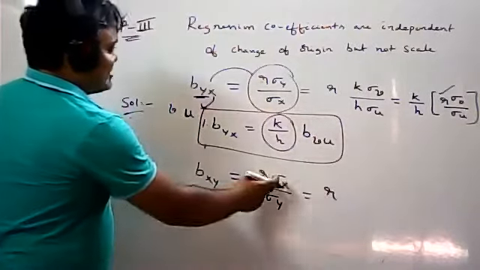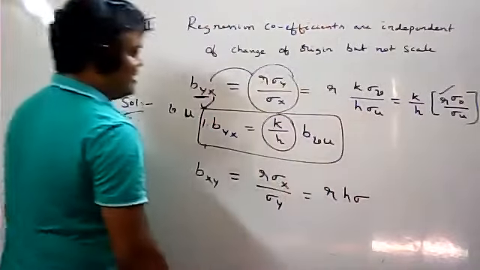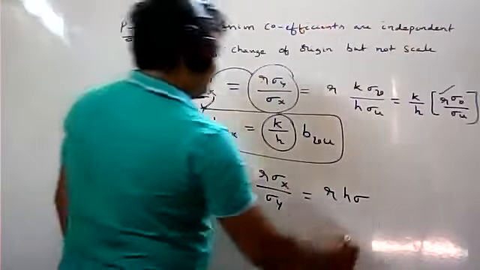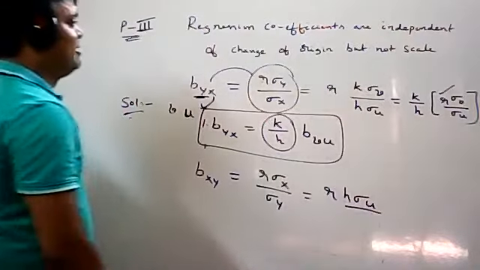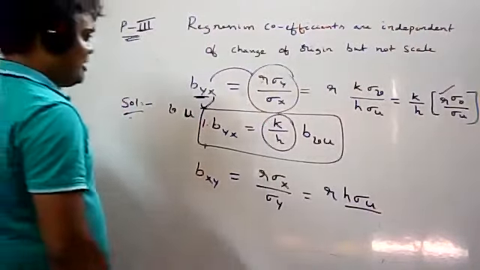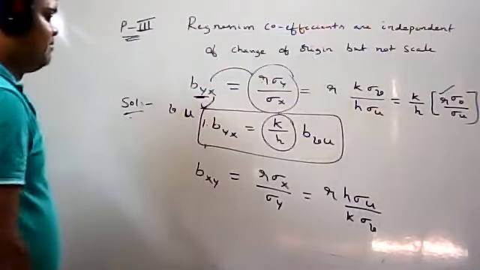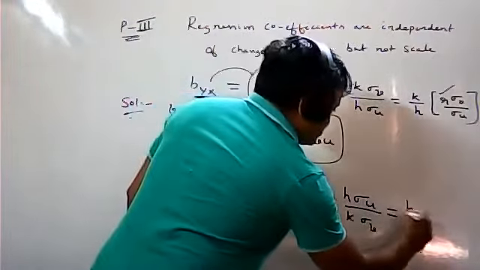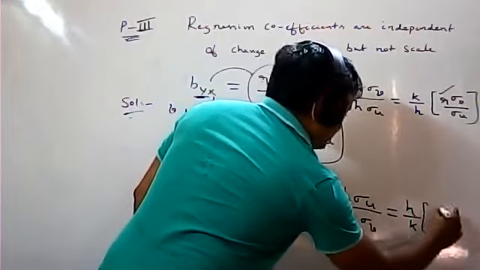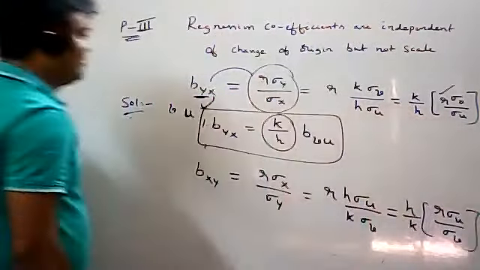And then sigma x. What is the sigma x formula? Sigma x is nothing but h into sigma u. And sigma y is k into sigma v. Now what is the constant here? h by k is the constant. That should be separated. h by k into, what is the remaining term? r sigma u by sigma v.